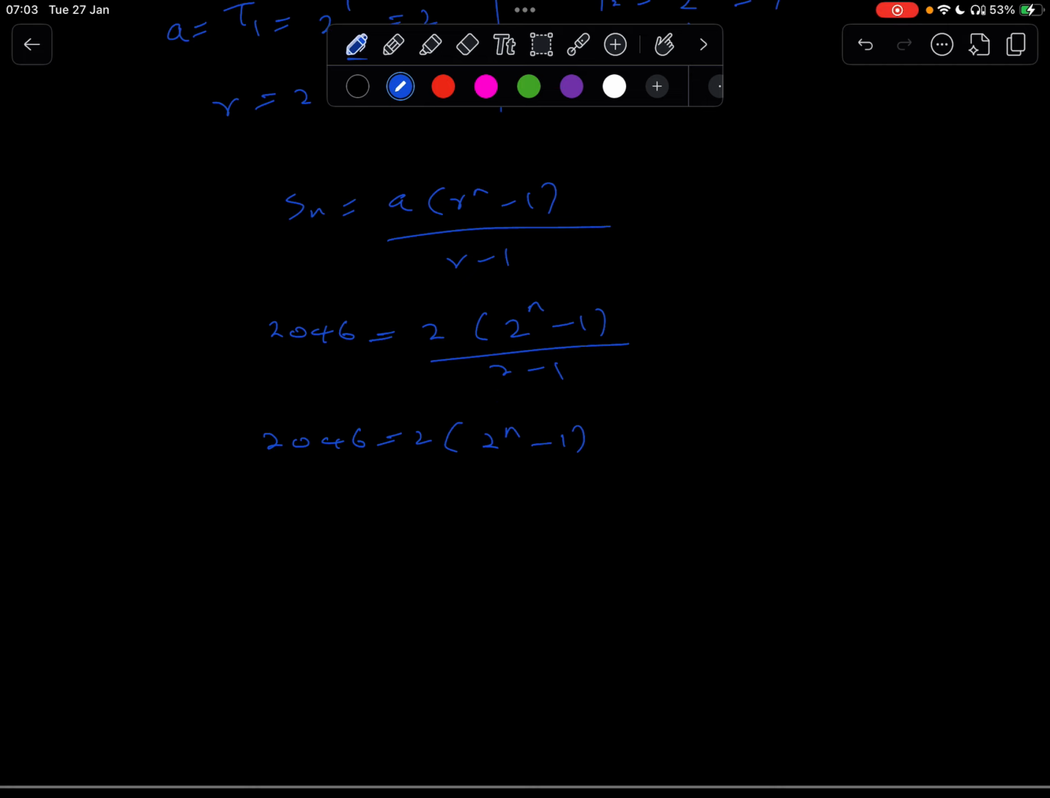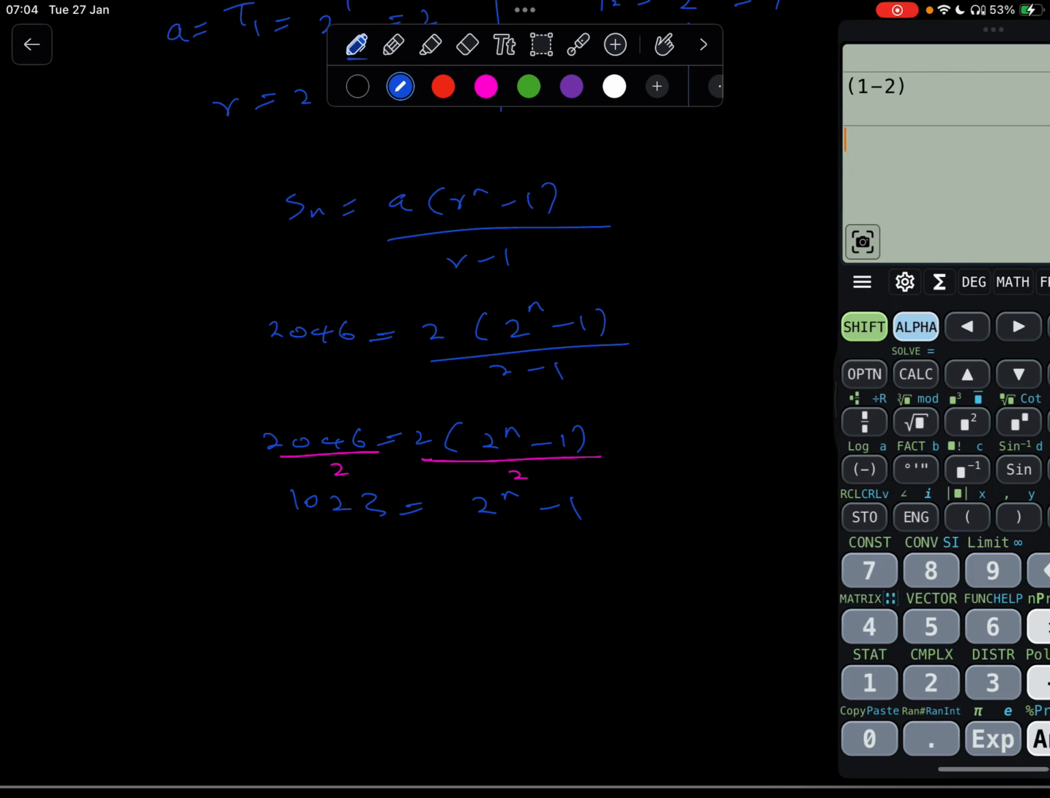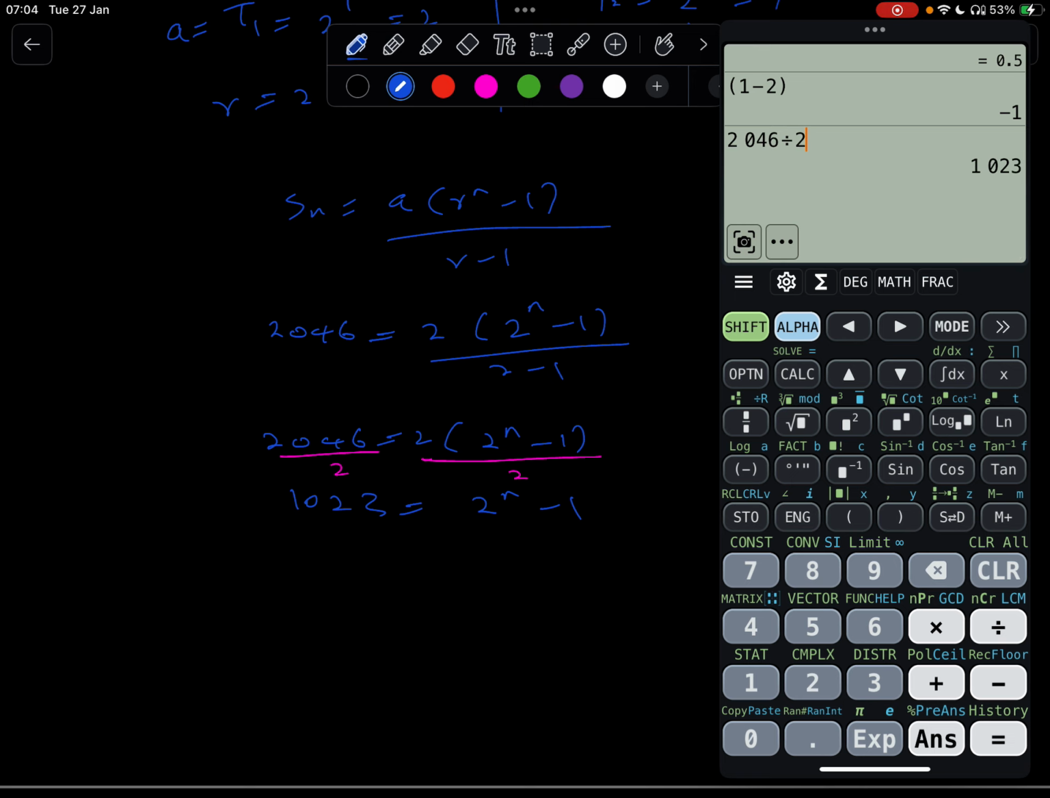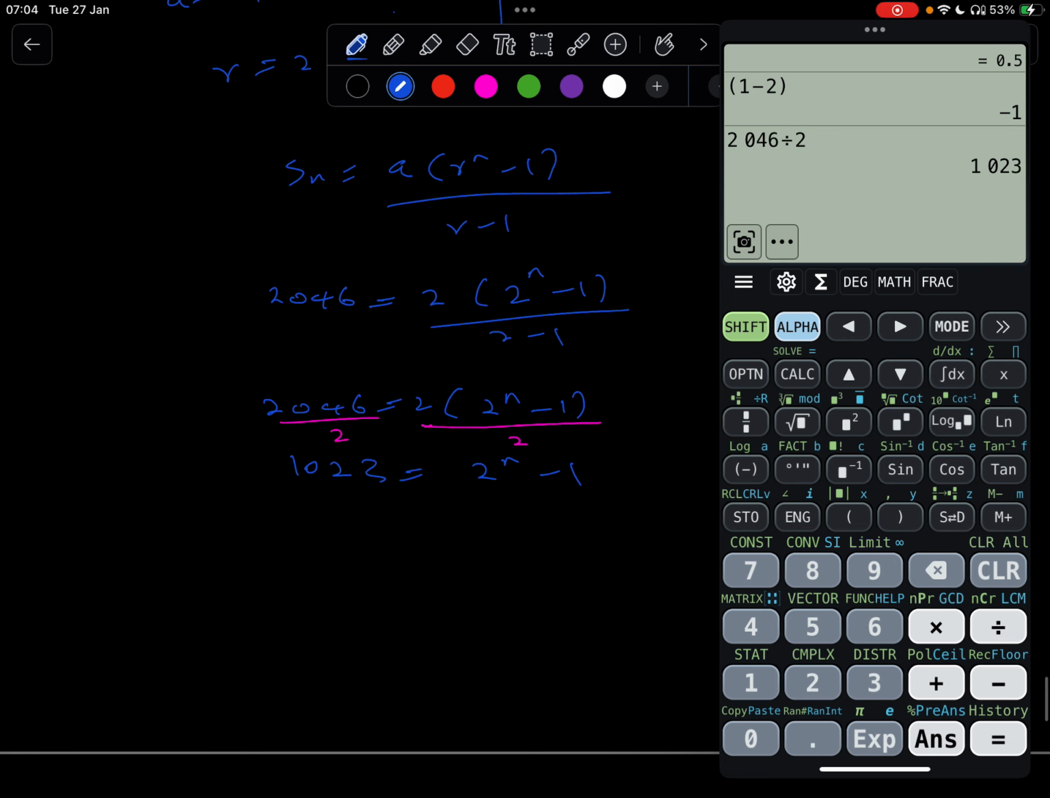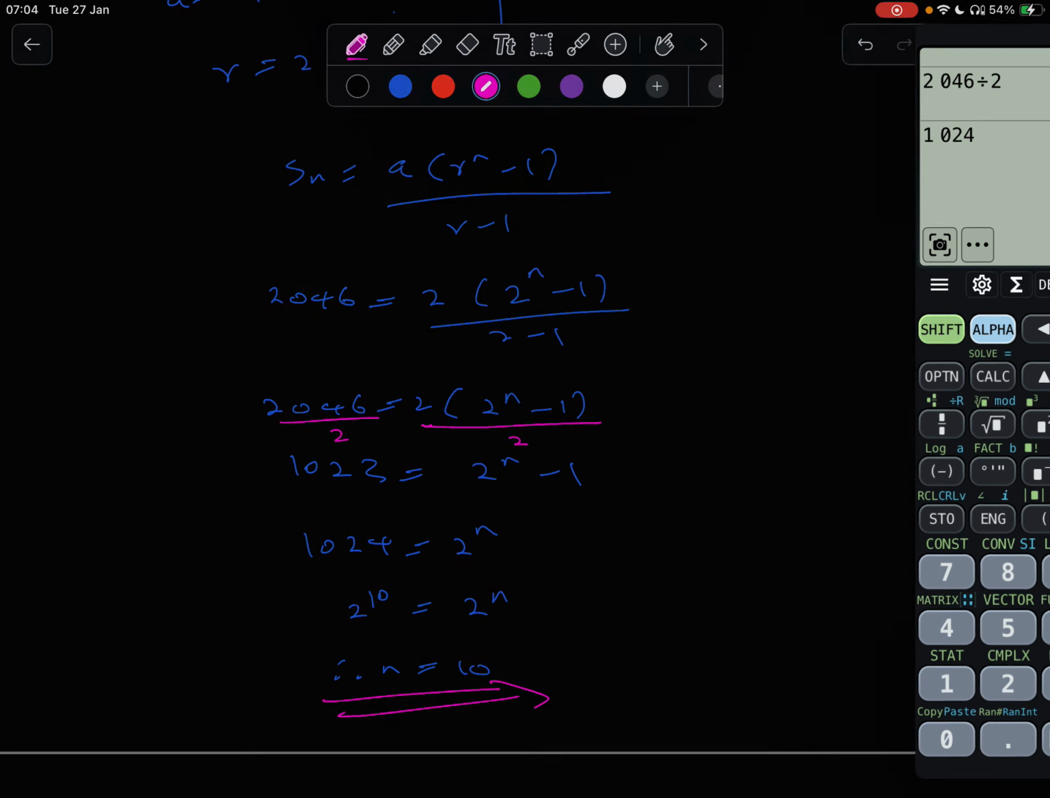We divide both sides by 2. We get 1023 equals 2 to the power of n minus 1. So here we divided both sides by 2. 2046 divided by 2 is 1023, and then we add 1 on both sides, so you get 1024 equals 2 to the power of n, and then this one is 2 to the power of 10. Therefore n is 10, and then we are done with this one.